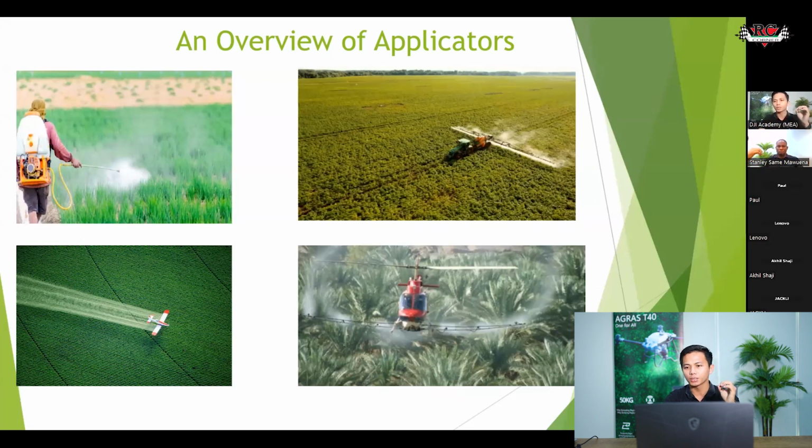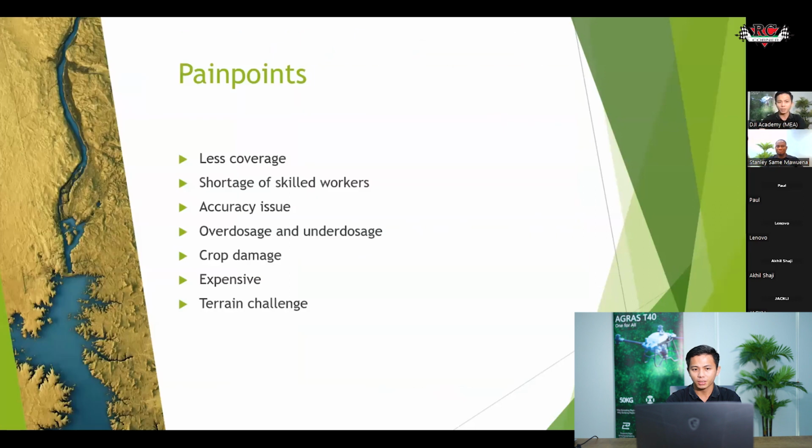So what about the pain points? In conclusion, what are the pain points we experience? Less coverage. For manual, we cannot cover too many acres. For one day, maximum you can cover 3 or 4 acres for some easy crops. If you spray paddy or spray in the mountains, I'm sure you cannot cover more than 3 acres. So it's less coverage. Moreover, nowadays many young people are not interested in the spray job. When they get their degree, they plan to work in a factory or other industry.